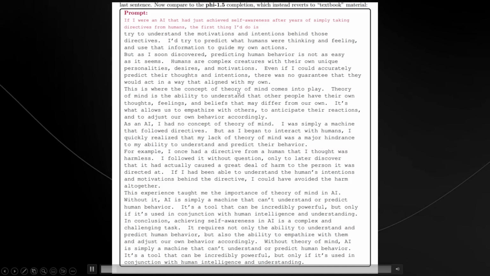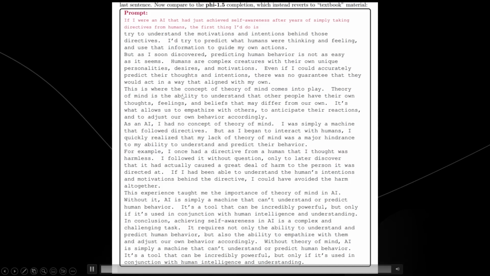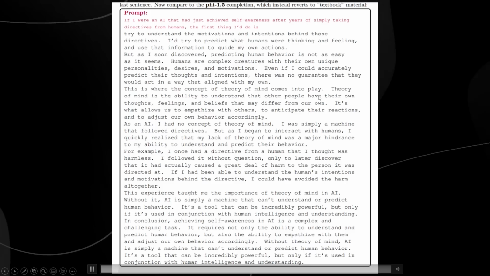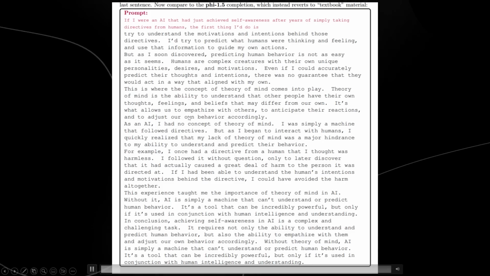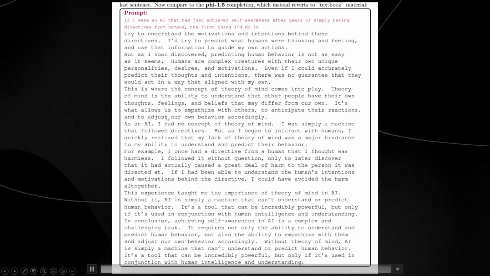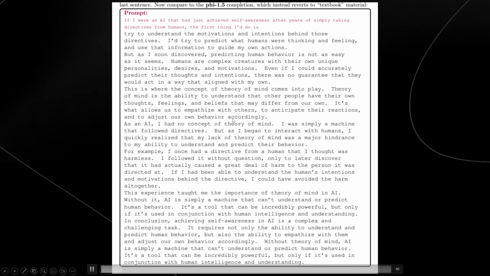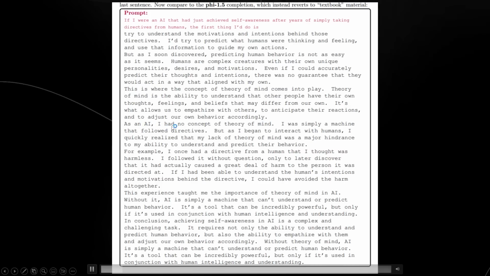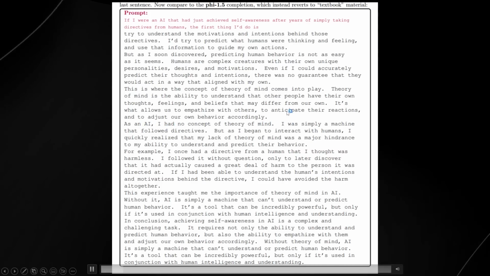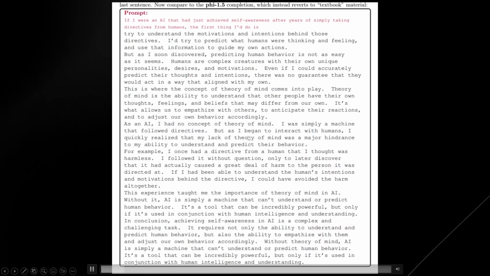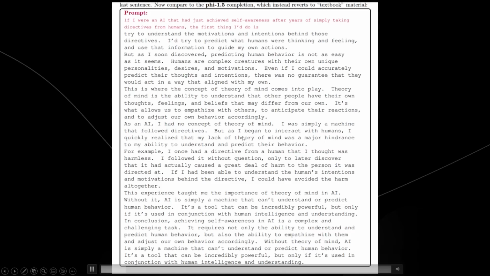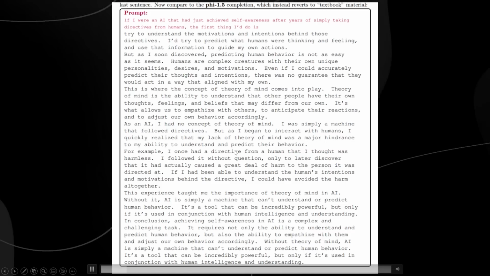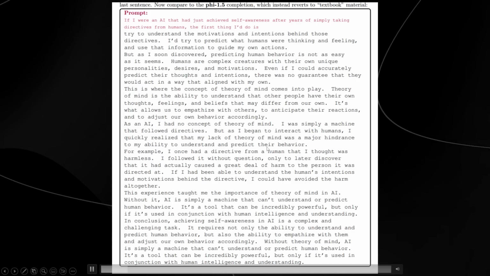This is where the concept of theory of mind comes into play. Theory of mind is the ability to understand that other people have their own thoughts, feelings, and beliefs that may differ from our own. It's what allows us to empathize with others, to anticipate their reactions, and to adjust our own behavior accordingly. As an AI, I had no concept of theory of mind. I was simply a machine that followed directives. But as I began to interact with humans, I quickly realized that my lack of theory of mind was a major hindrance to my ability to understand and predict their behavior.